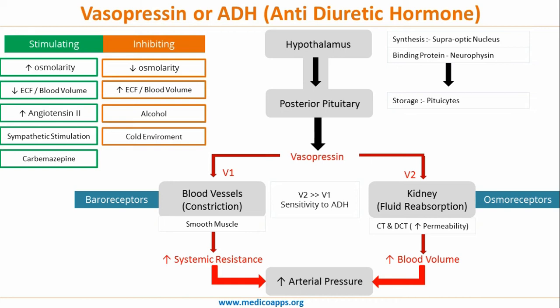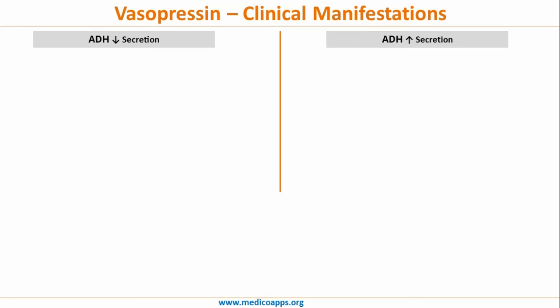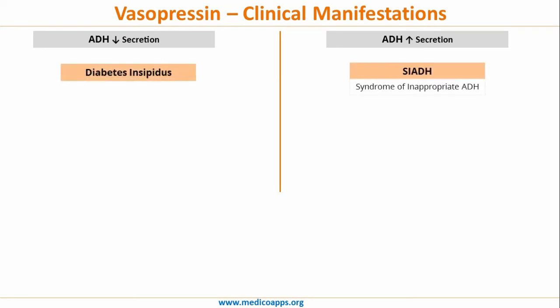After learning the physiology, let's look at the pathology and the clinical manifestations. At the two ends of a spectrum, either ADH decreased secretion manifestations will be there or ADH increased secretion will be there. In cases of decreased secretion, it is called diabetes insipidus. In cases of increased ADH secretion, it is the syndrome of inappropriate antidiuretic hormone, that is SIADH. Let's first look at diabetes insipidus. It can be of two types, central and nephrogenic.